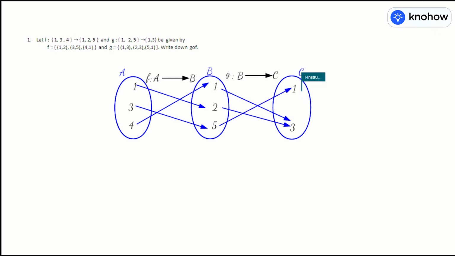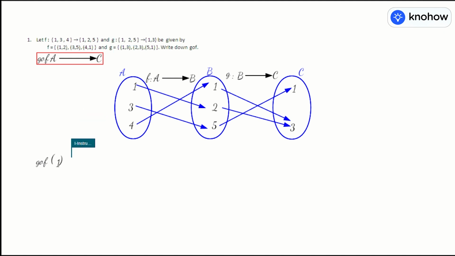So the given information, function F and function G, I have written in Venn diagram form. And now it will be easier for you to work out GOF. GOF is a function from A to C, remember. It will be ultimately a function from set A to set C. So let me take one by one the elements of set A.